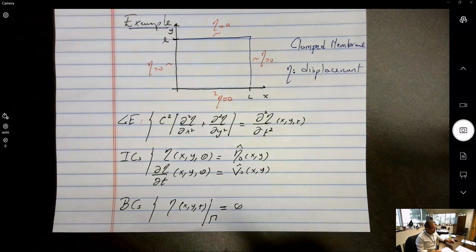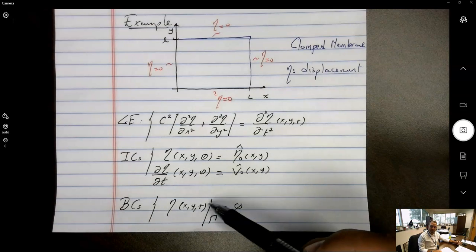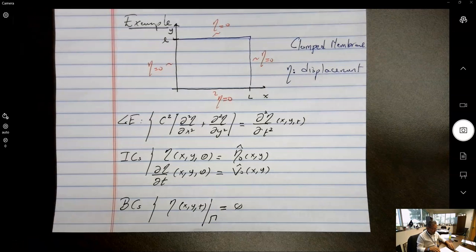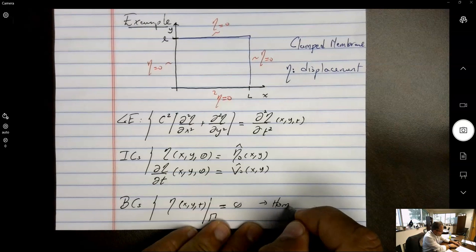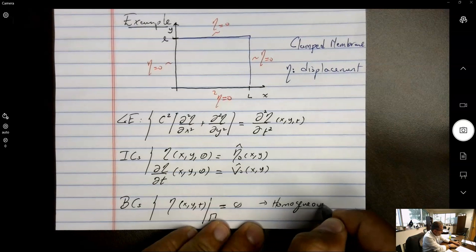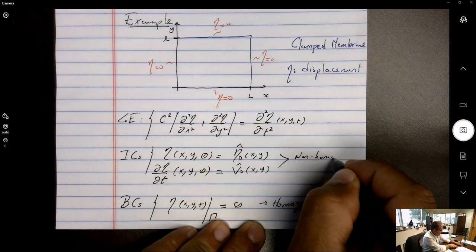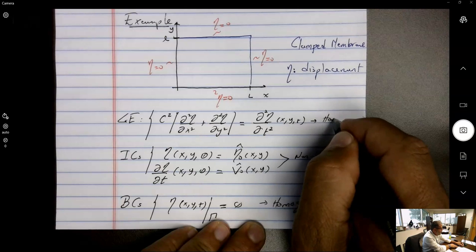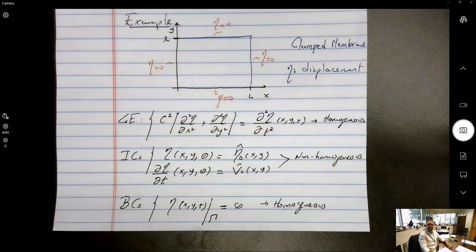All right, so this problem, as you can see, has a homogeneous governing equation, homogeneous boundary conditions, all first kind in this case, and non-homogeneous initial conditions. So this is homogeneous, and this is non-homogeneous, and this is homogeneous. So it looks like separation of variables will apply directly.